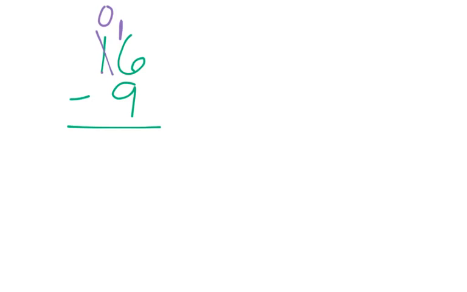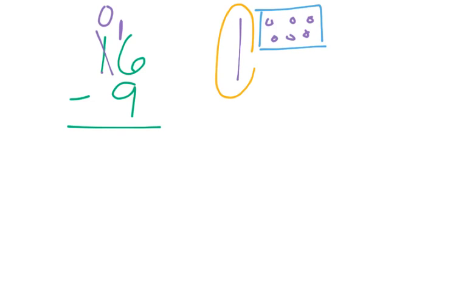If we have 16 and we're modeling that with base 10 blocks, we would have 1 ten, and then we would have 6 ones. Now, if we want to take 9 away from that, we can look at our ones right here and say, I don't have enough ones in order to take 9 away. So what we have to do is take this tens block right here and change it into 10 ones.